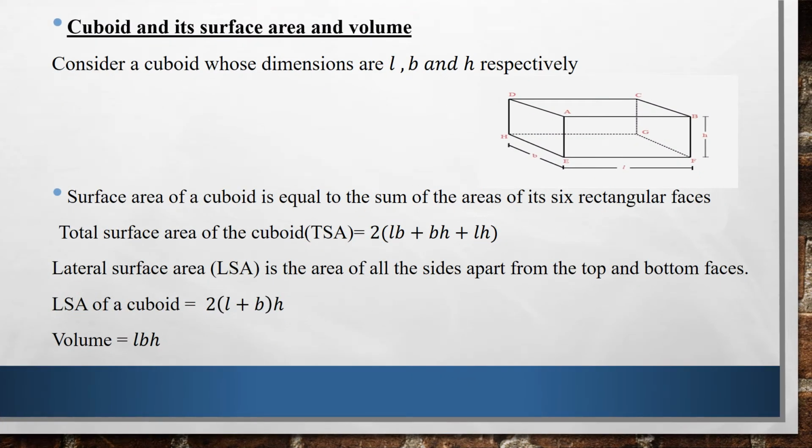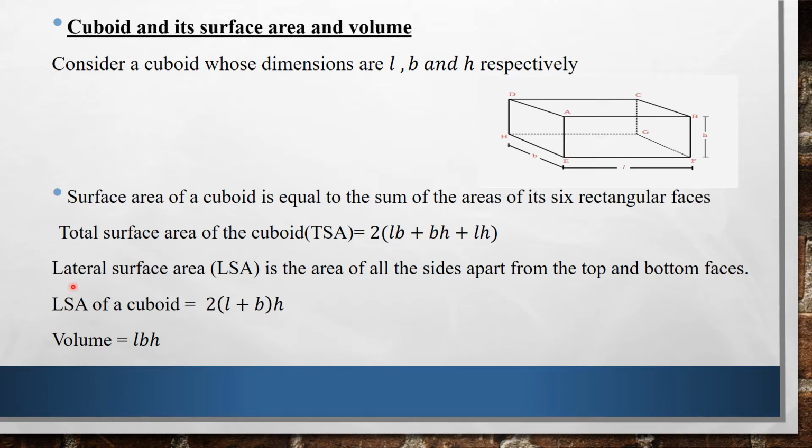Here let us recollect the surface area and volume of a cuboid. For a cuboid whose dimensions are length L, breadth B and height H respectively, we can find the surface area. Surface area of a cuboid is equal to the sum of areas of its 6 rectangular faces. Therefore, TSA or total surface area of a cuboid is 2 into (LB plus BH plus LH).